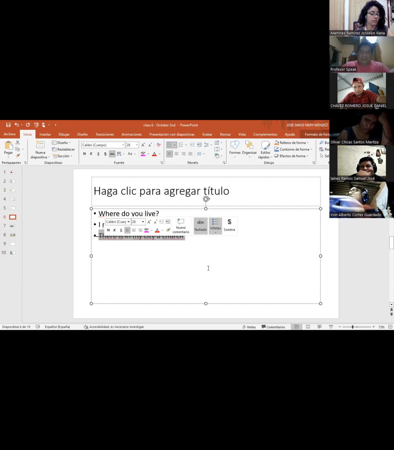A or an. When do we use a? When the next word begins with a consonant sound. It's not about the letter, it's about the sound. And when do we use an? When the next word begins with a vowel sound.